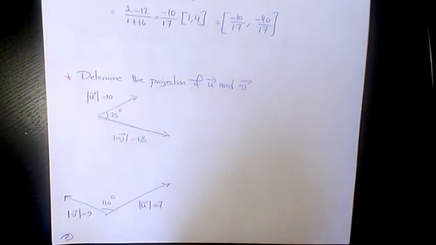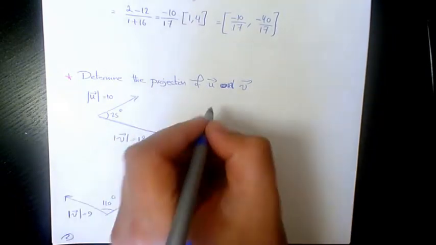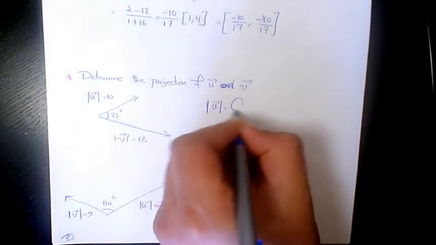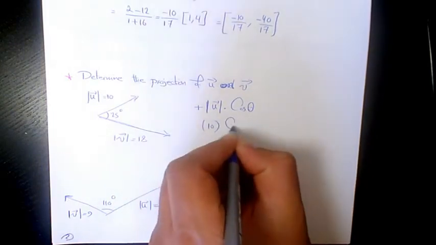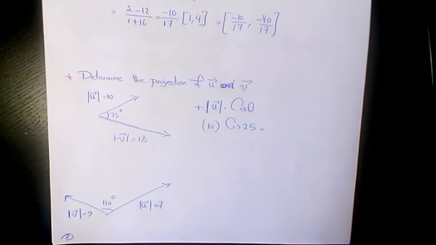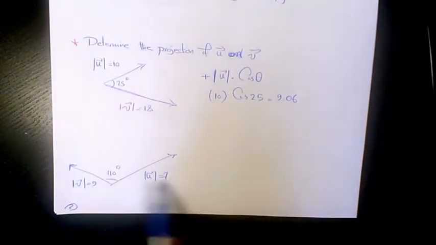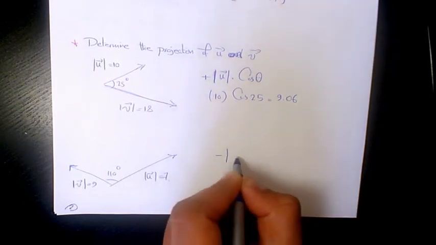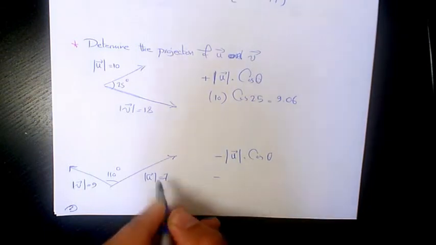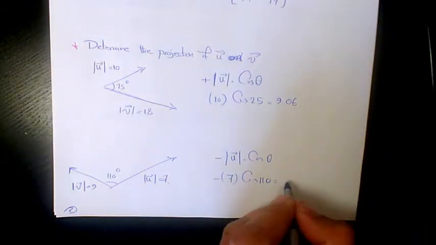Next one, determine the projection of U on V. Based on the formula, that is equal to the magnitude of U times cosine theta. And it's going to be positive because the angle is less than 90. So we have 10 times cosine 25, which will be 9.06. Next one, we have the magnitude of U is 7, the magnitude of V is 9, and the angle in between is 110. Since it's greater than 90, it's going to be negative magnitude of U times cosine theta. So it's going to be negative 7 times cosine 110. That will be 2.4.